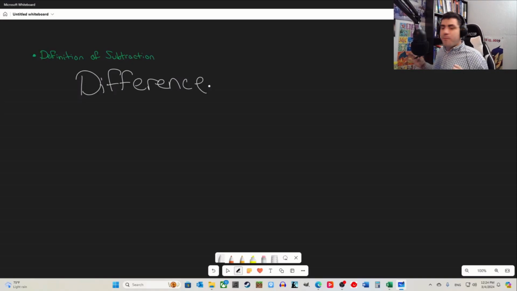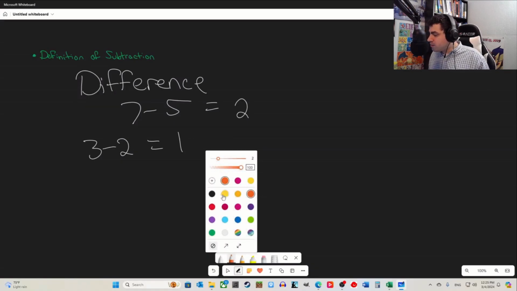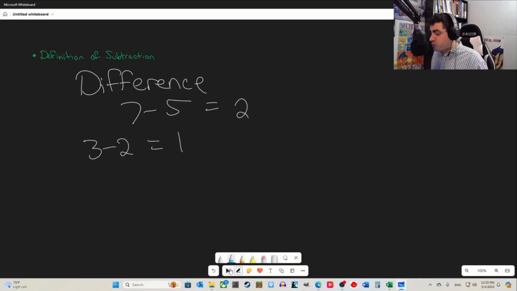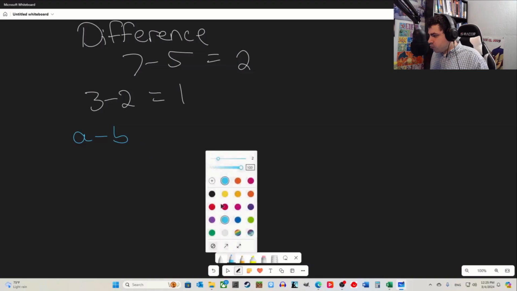So we know basic subtraction. We should all know that. So if we have 7 minus 5, we should know, okay, 2. If we have 3 minus 2, you should know, okay, that's 1. You know that. What is the definition of subtraction? Using the knowledge that we have used with addition, we could say, if we have A minus B, let's make this a little bigger so we know, hey, we're talking about a definition here.